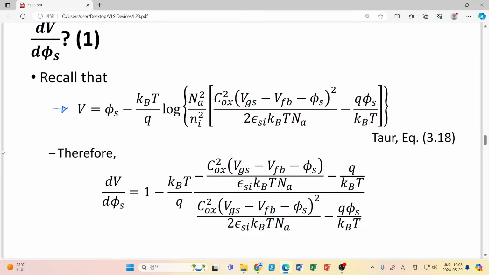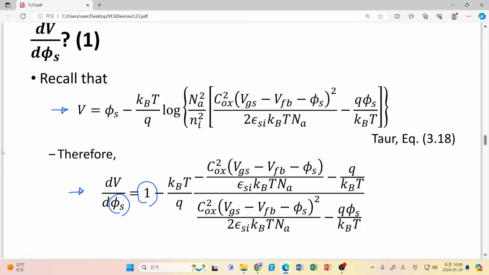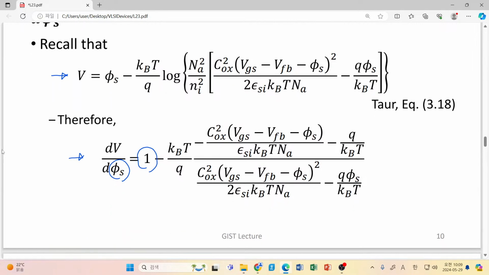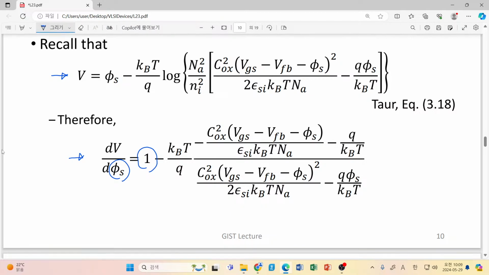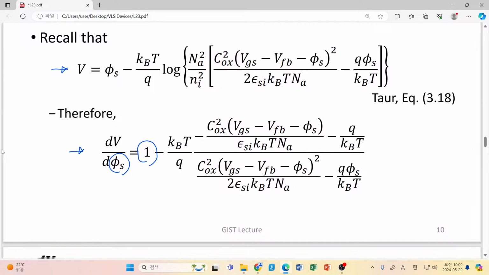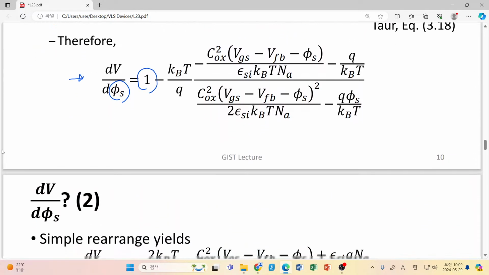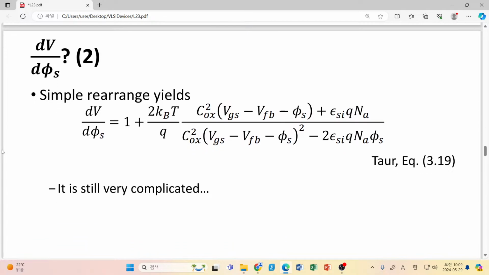Please recall that this was our previous expression for V, and when we take the first derivative of V with respect to surface potential, we have of course 1. This is actually the dominant one, but we have the remaining one, and when we just evaluate it, this is the intermediate result. Wow, looks quite complicated, but please wait for a while. So then after simple rearrangement, we can make this term. Still, this second term seems to be quite complicated.